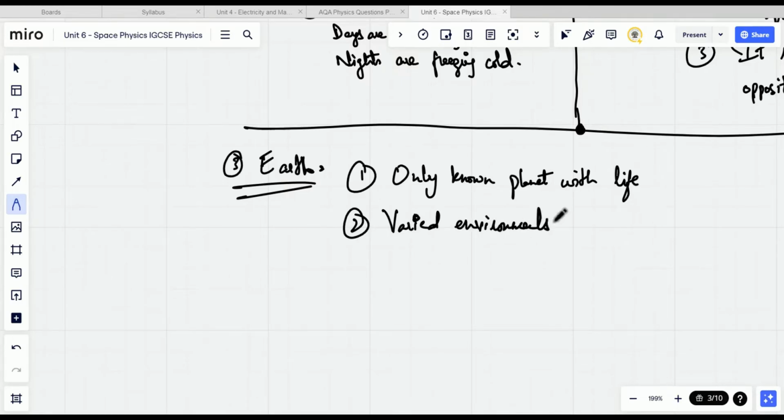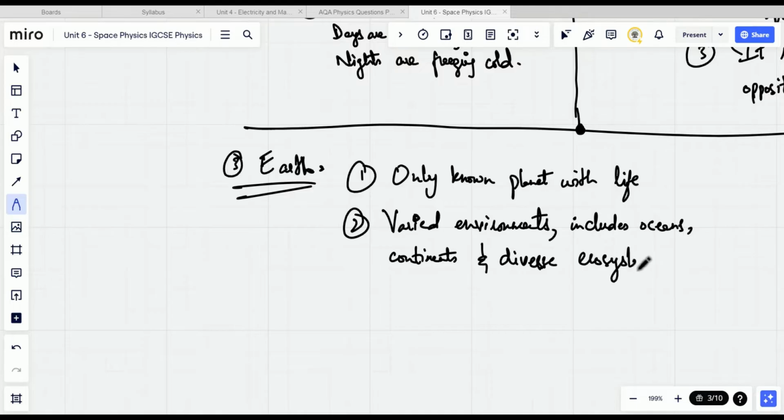We have a very varied environment because of the seasons we studied earlier, right? Some people live in very cold areas, some live in deserts, some live in tropical areas. So it's a very varied environment. We have oceans, lots of water on Earth, continents, and a very diverse ecosystem, right?